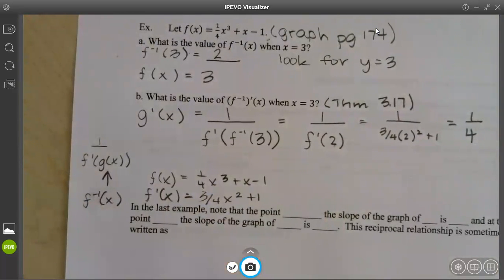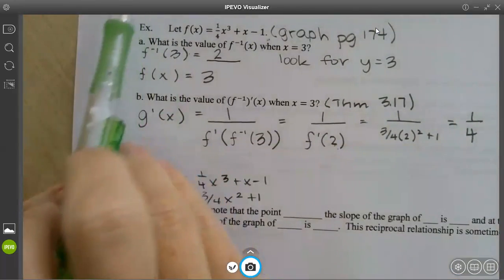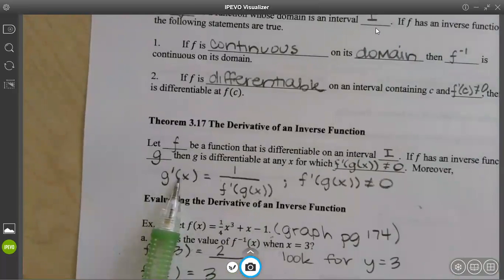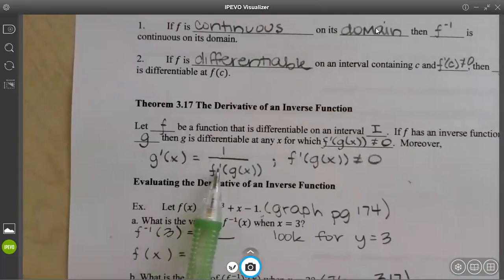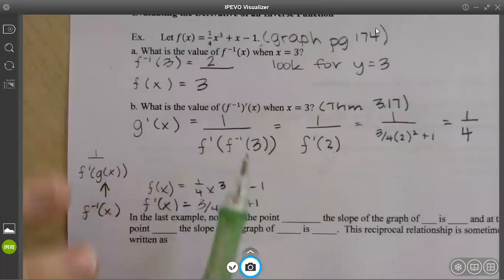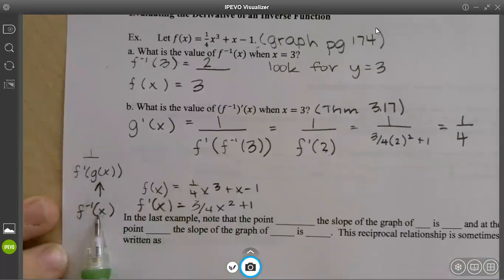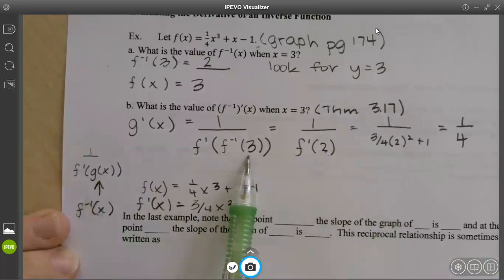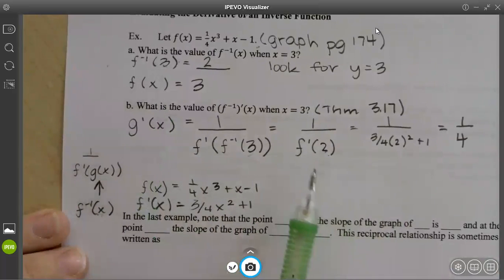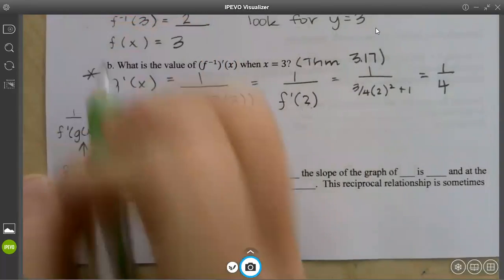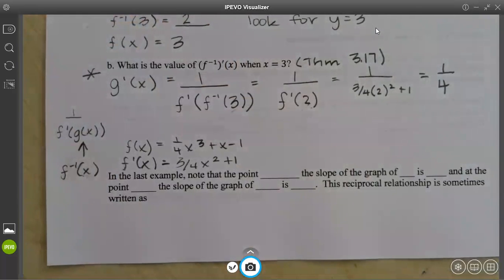So let me go over it one more time. Our formula from 3.17 says that g prime of x, the derivative of g, which is the derivative of the inverse of x, does that make sense? Is 1 over f prime of the inverse of x, f of x. So that's where that's coming from. So again, g of x is the same thing as your inverse of f of x. Then we found our inverse up here just by switching the coordinates. And then we're going to plug it into the actual derivative of f of x. You'll do this in your homework for sure. Okay, so that's where the rules are going to come from.